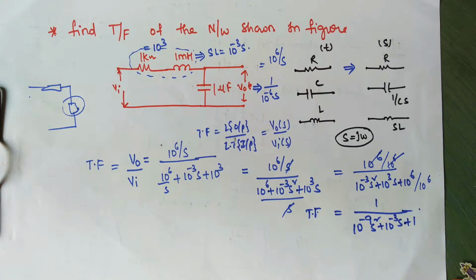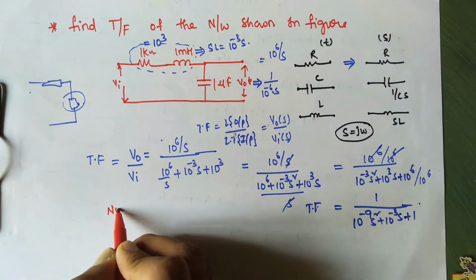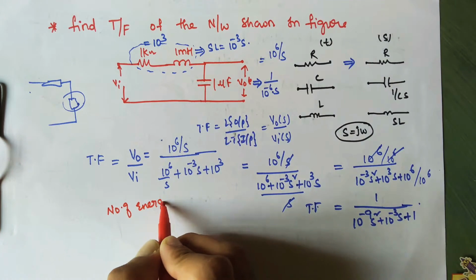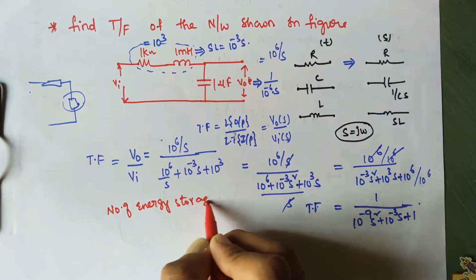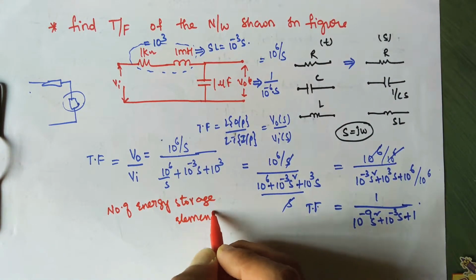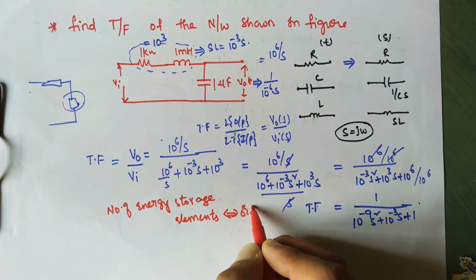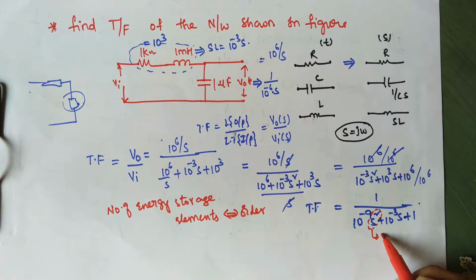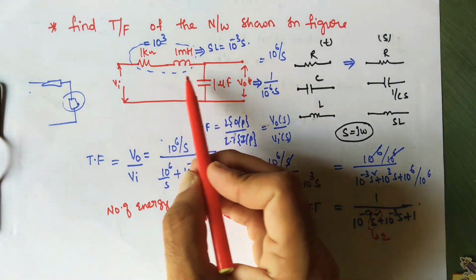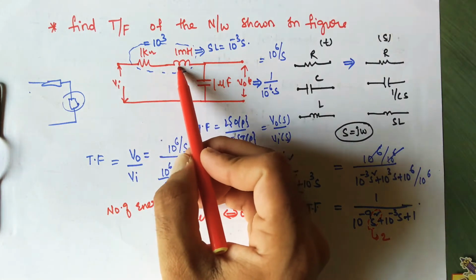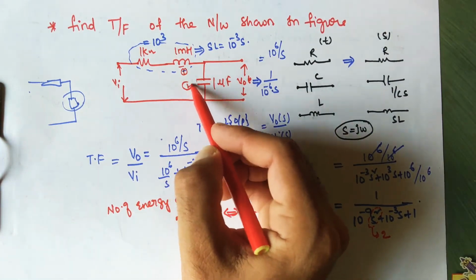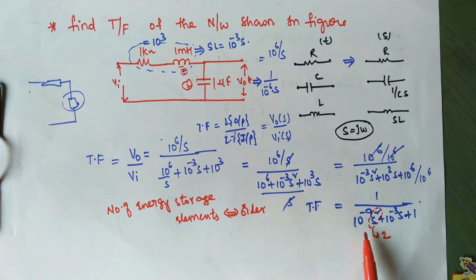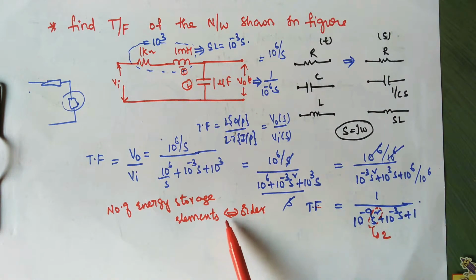From this we can write a note point: the number of energy storage elements present in the circuit is equal to the order of the transfer function. Here you can see the order of the transfer function is 2. We do not call a resistor an energy storage element, so the inductor and capacitor are the two energy storage elements present in the circuit, and the order of the transfer function is also 2.